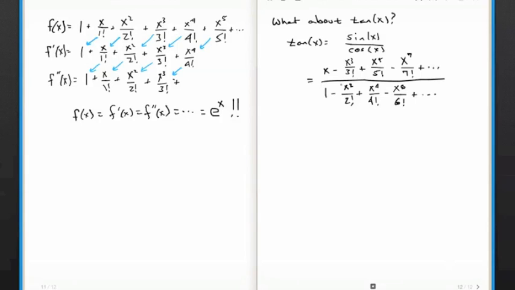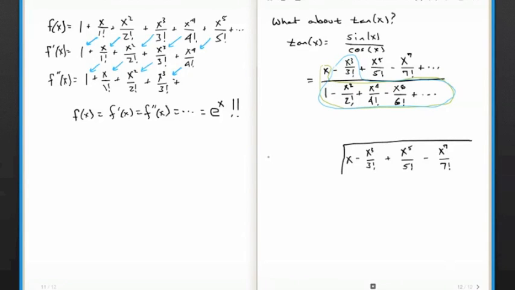Now, this is a hassle. The way to approach this one, in thick black ink, is to take the sine function, which is x minus x cubed over 3 factorial plus x to the 5th over 5 factorial minus x to the 7th over 7 factorial, and divide it by, yep, you knew it was coming, the cosine function, which is 1 minus x squared over 2 factorial plus x to the 4th over 4 factorial plus ... Okay. All right, well, how do we do this?